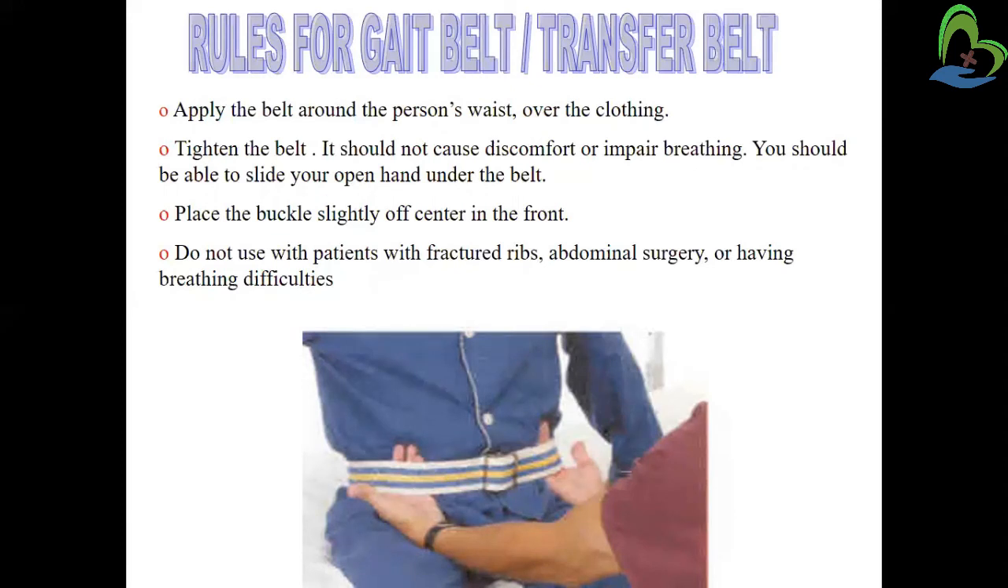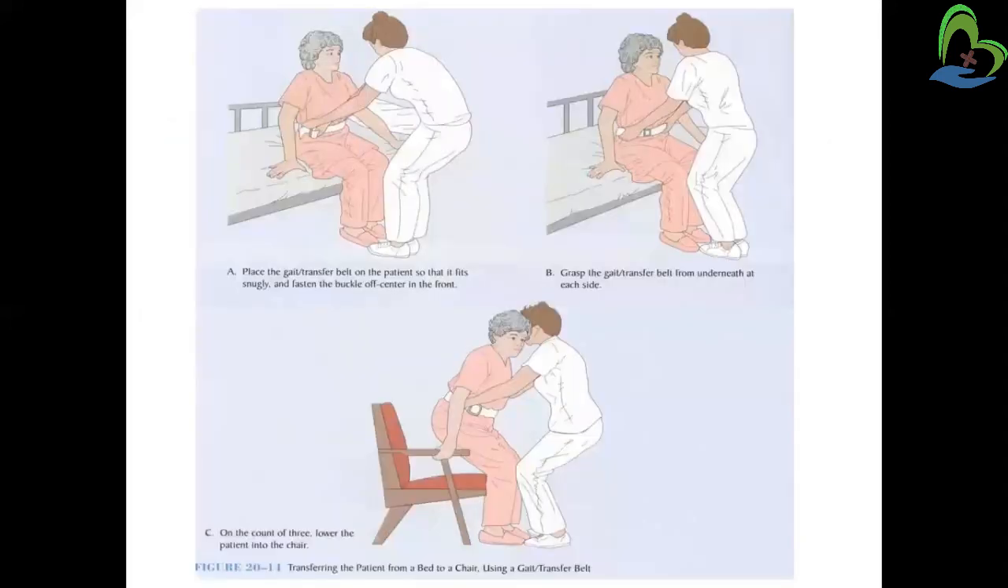So the buckle should be on the front side, and do not use it with a patient with fractured ribs, abdominal surgery, or breathing difficulty. We can't apply it in this condition. Okay. So if the patient has a fractured rib or abdominal surgery or has breathing difficulty, we can't apply this transferring belt to the patient.